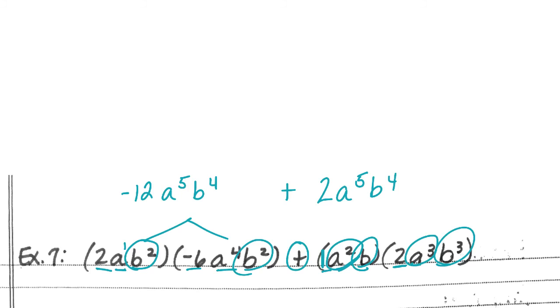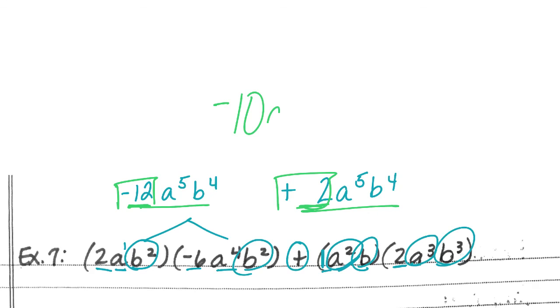So we always have to observe at the end, are these like terms? They are. A to the fifth, b to the fourth is the same. So now I have to go ahead and add like terms. So a negative 12 and a positive 2 is negative 10, a to the fifth, b to the fourth.